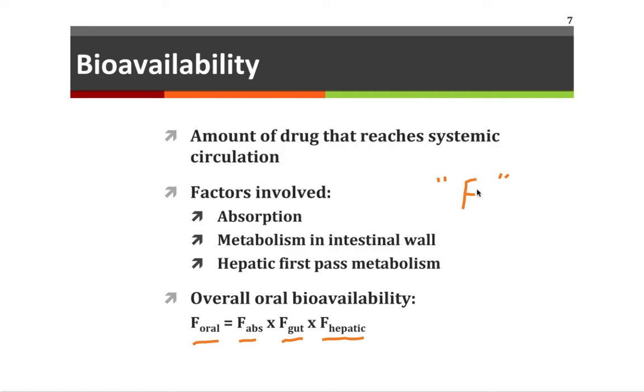The overall bioavailability, as was mentioned earlier, shows that absorption can have an impact, and that is what is shown in the first factor. Intestinal wall metabolism, better known as gut wall metabolism, can have an impact on how much eventually reaches the systemic circulation, and that is accounted for here. And the amount that is lost in the liver due to hepatic metabolism is accounted for here in F hepatic. So the overall oral absorption is a product of these separate unique factors.